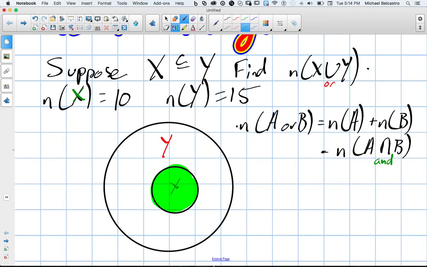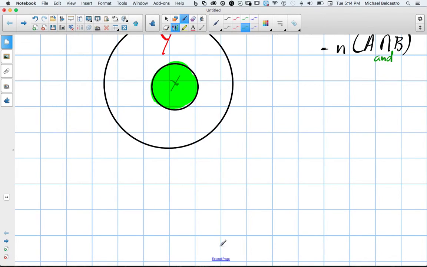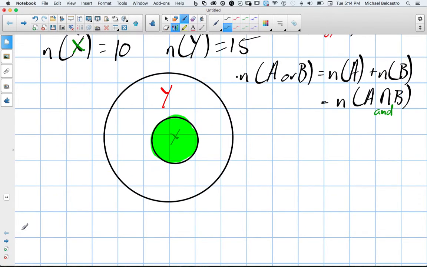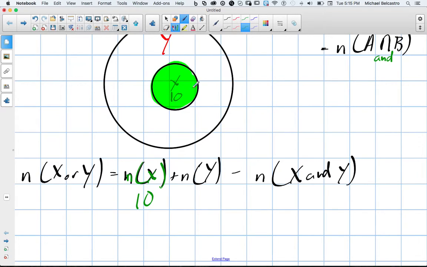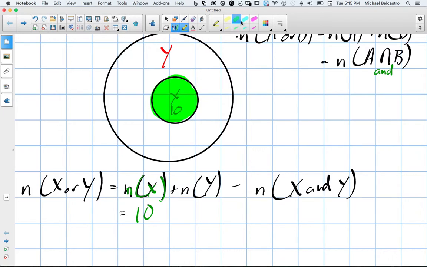So let's replace that formula with x's and y's to make it a little clearer. They asked again for n(x or y) is equal to n(x) plus n(y) subtract n(x and y). Our n(x) here is this green part, which we'll call 10 units in that case. So we replace it with 10 units. Great. Our y, I'm going to highlight in yellow.